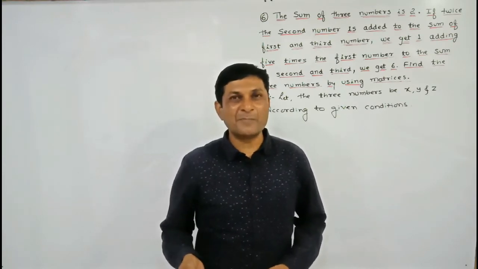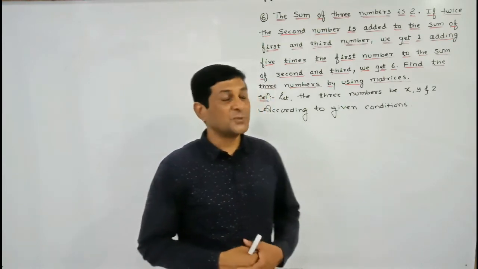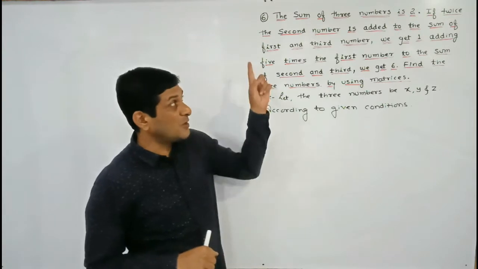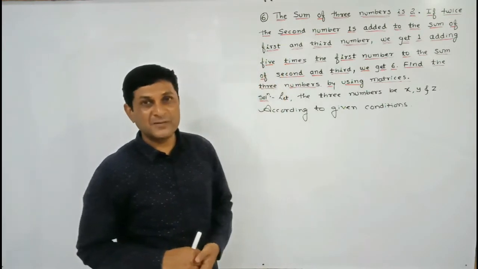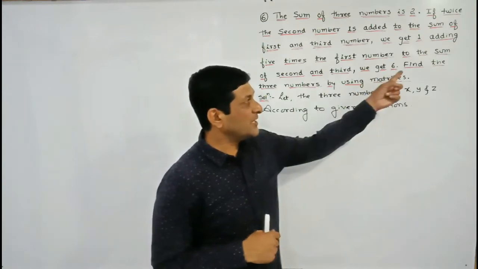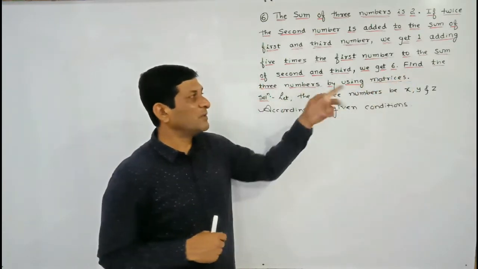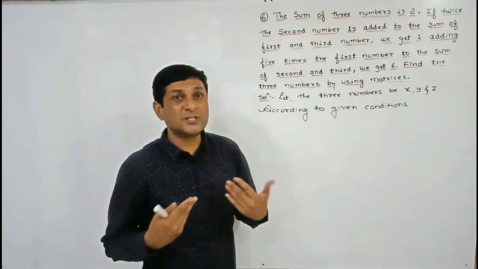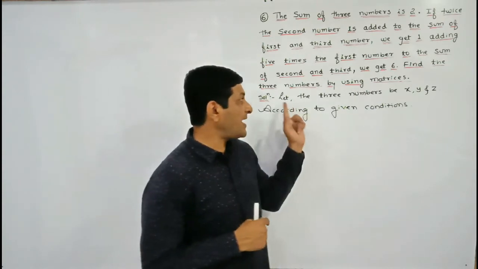So the last three examples are also word problems. So you see what are the conditions. The sum of three numbers, means the example is related with numbers. In such cases the question is to find out the numbers. So again observe what is the question: find the three numbers using matrices. So let us denote the required three numbers by x, y, z.